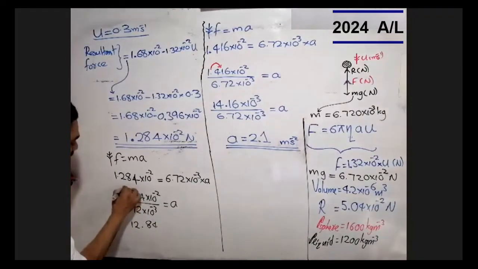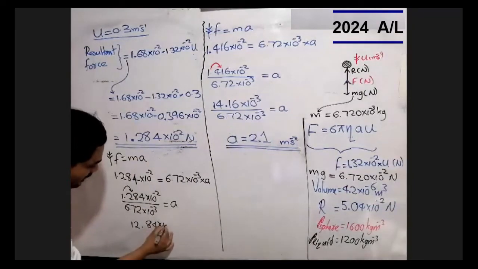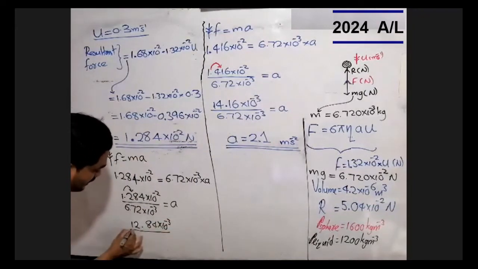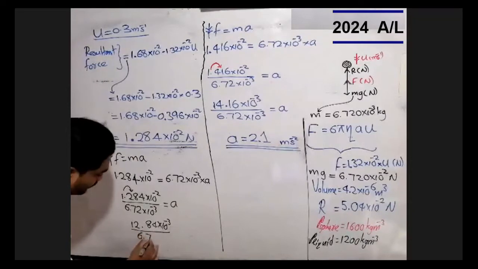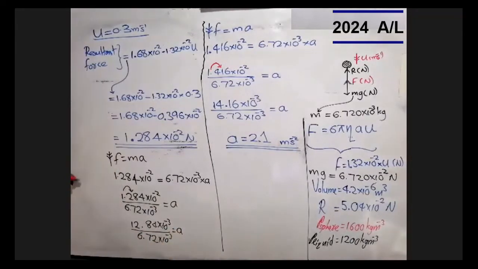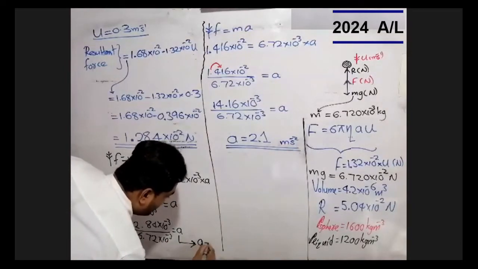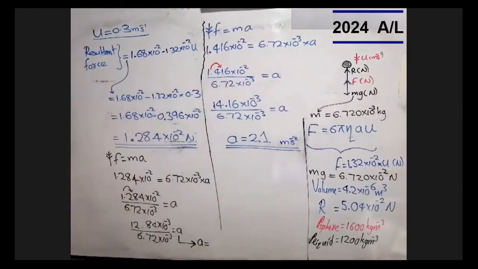We'll write this as 12.84 by taking this decimal point to the right hand side. Then 10 to the power minus 2 will be 10 to the power minus 3, divided by 6.72 into 10 to the power minus 3 equals a. So 10 to the power minus 3 and 10 to the power minus 3 cancel out. Then we will get acceleration equals, we should divide 12.84 by 6.72.